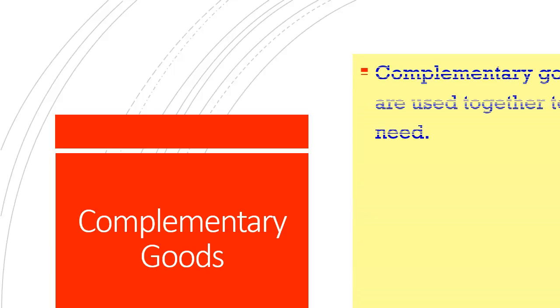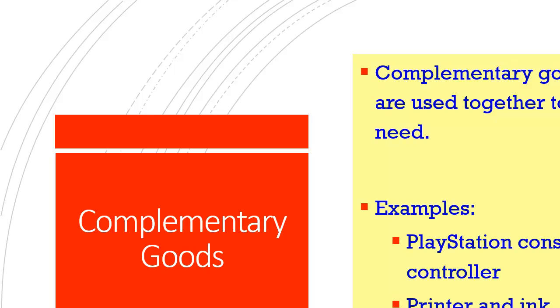Okay. So complementary goods, on the other hand, are goods which are used together in order to satisfy the same need. An example is the PlayStation console, the device itself, and the PlayStation controller that you use to control the game. Printer and ink, both of them complement each other. Therefore, the demand for printer and ink, or for the PlayStation console and controller, is called joint demand.